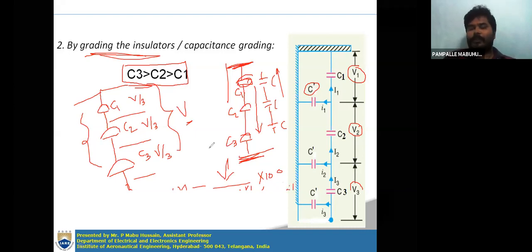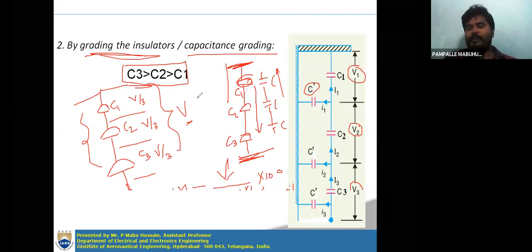Whenever you use grading of insulators, or capacitance grading, the voltage across each disc will be almost uniform. In such a case, the string efficiency will be nearer to 100%. So like that, you can increase the string efficiency by grading of insulators. Is there any doubt here, ma'am?